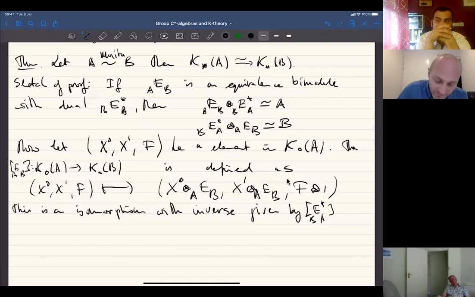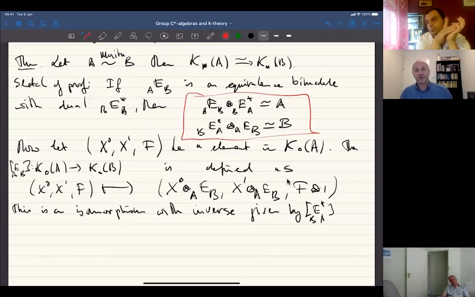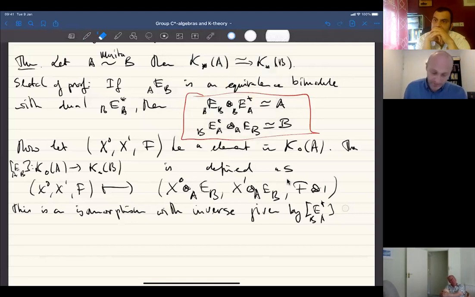The properties that I listed here make sure that if you compose these maps, you are actually tensoring with either A or B from the right, and tensoring a module by the algebra over the algebra is the identity map. So that's a neat way to think of Morita equivalence. This means that if we can compute the K-theory of a Morita equivalent algebra, we get the K-theory of the algebra we are interested in.